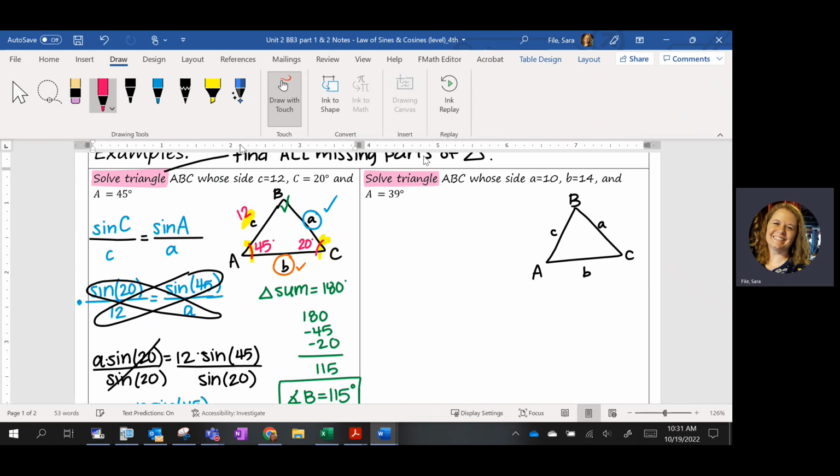All right, now this time they give us side A is 10, side B is 14, and angle A is 39. Okay, so this is not two sides and an angle in the earlier sense, and this is not two angles and a side. It is two sides and an angle.